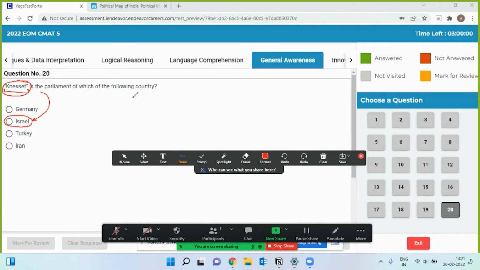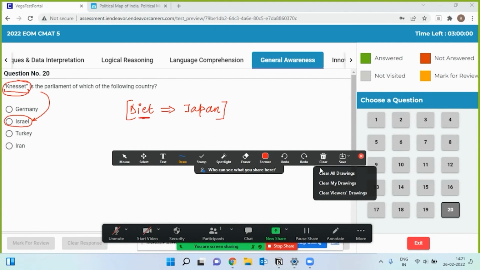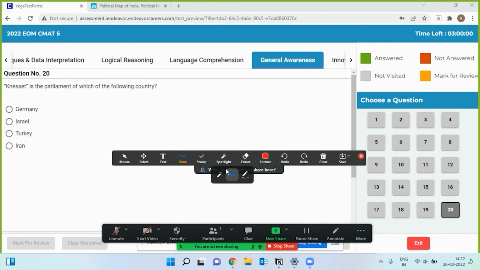Here I also want to tell you that Diet is the name of parliament of Japan. So sometimes this question is also asked. Knesset is the parliament of Israel. Diet is the parliament of Japan. So these were the 20 GK questions in CMAT Mock 5.